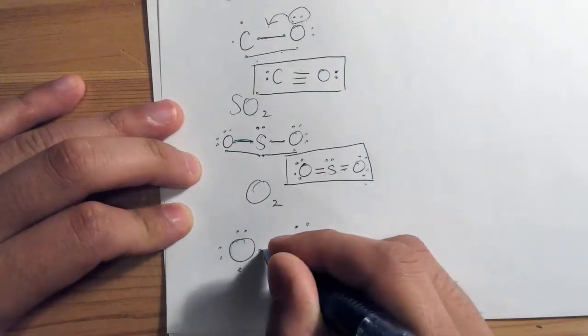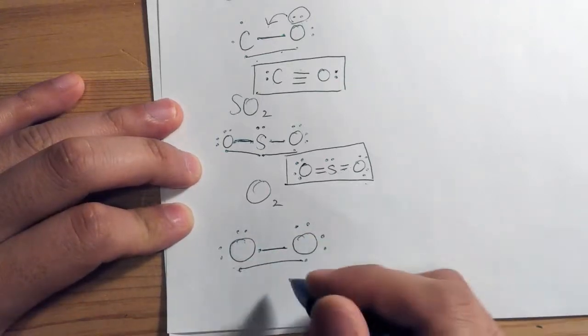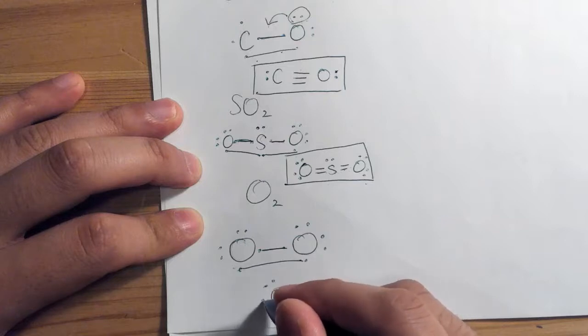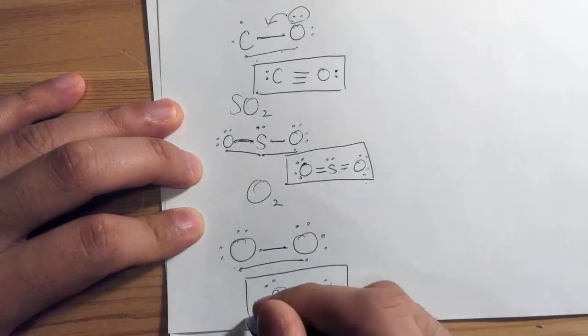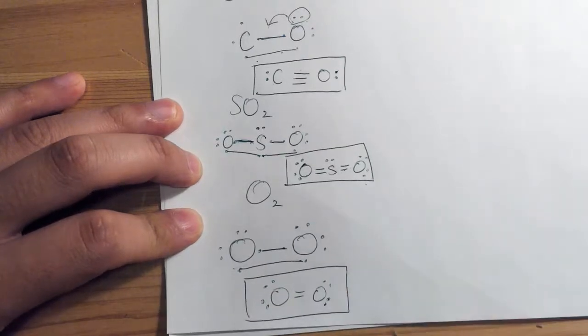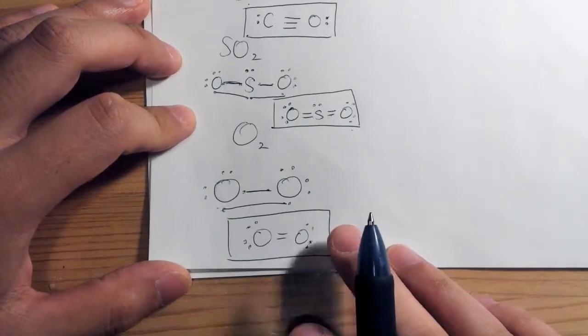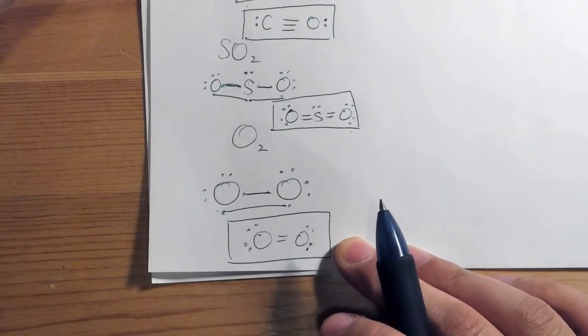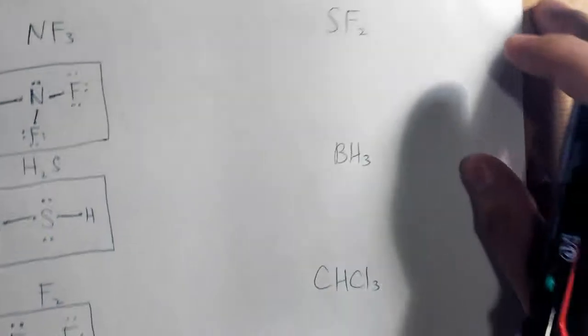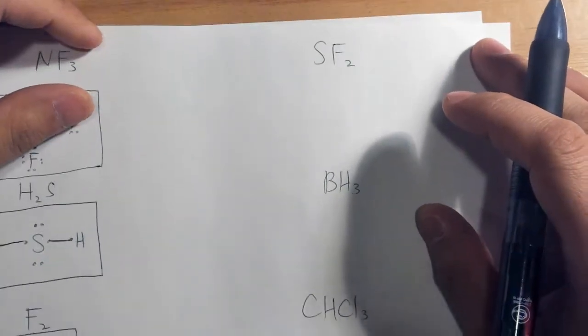Alright, so I'm going to pair up the lone electrons together. So that will give you this structure. Alright, so if you got that, then you got it right. Okay, next we're going to SF2.